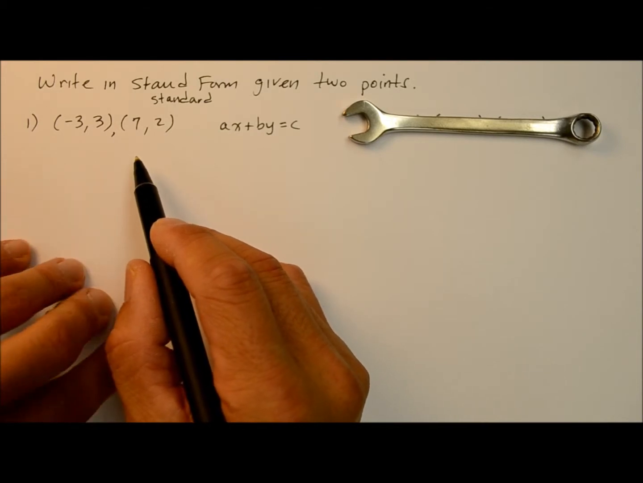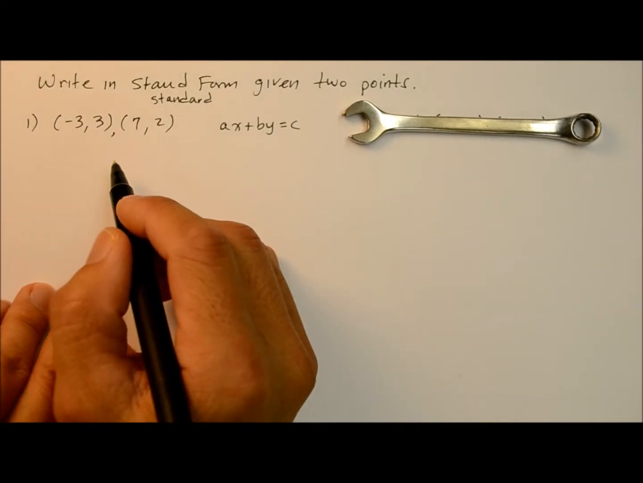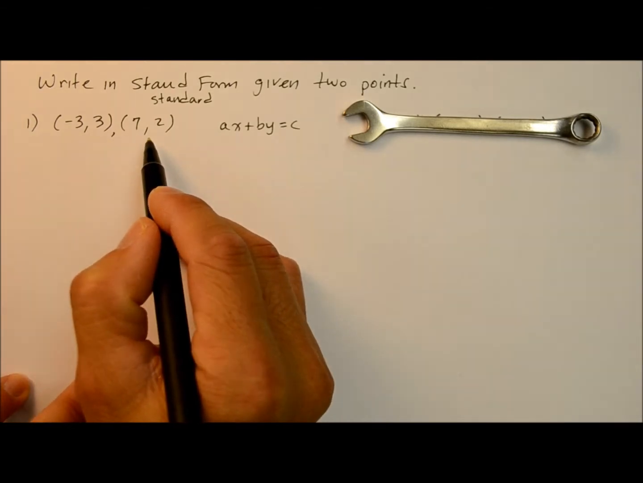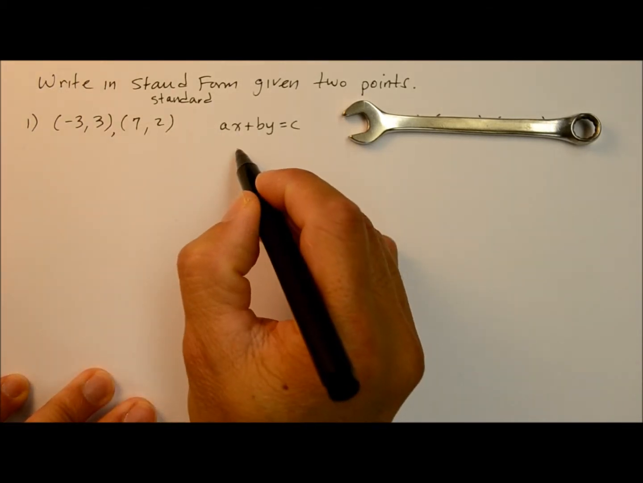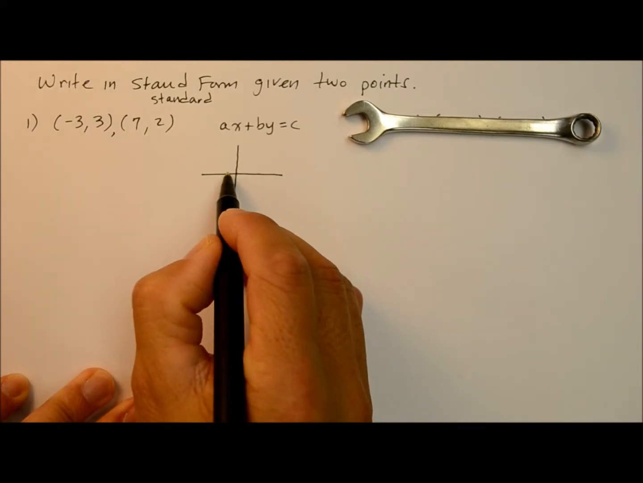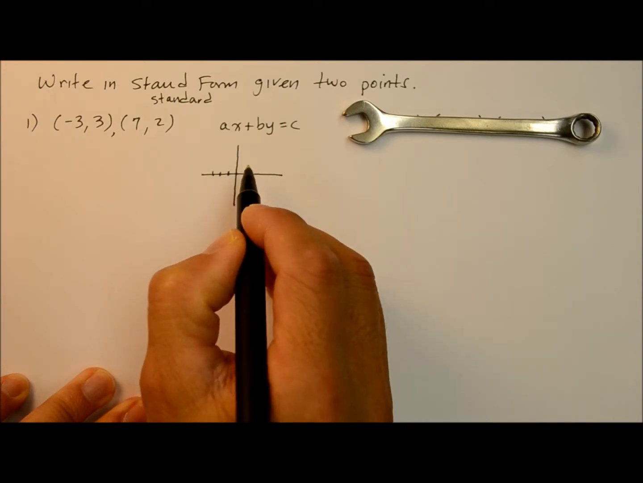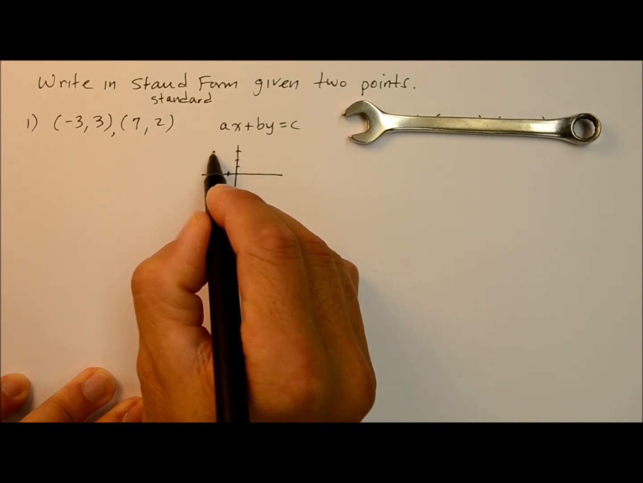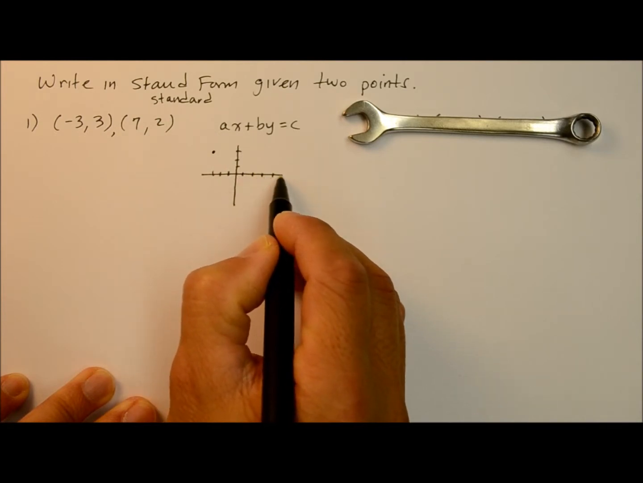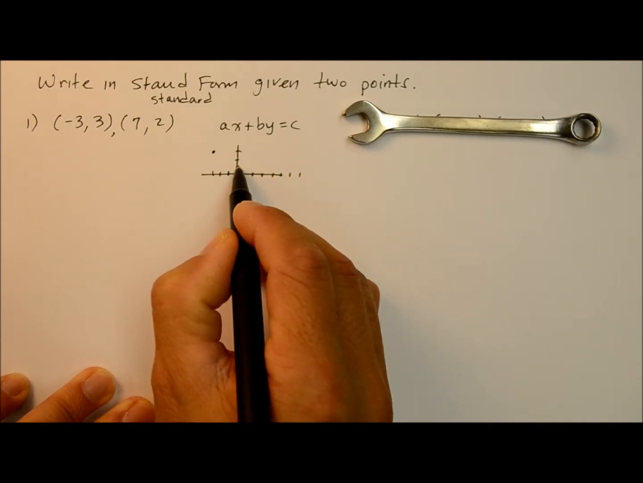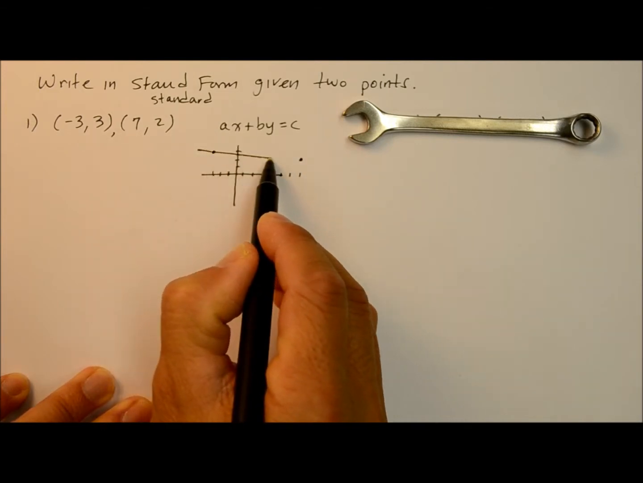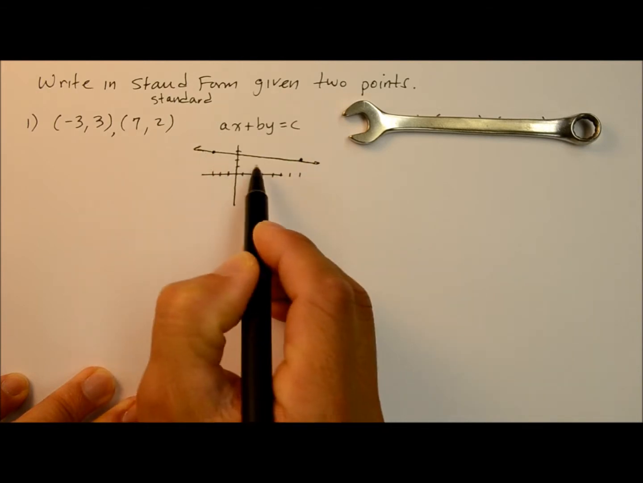Okay? To write this in standard form, there are some things we need to find out. When you're given 2 points, you have to find a slope. For example, if you had to graph these 2 points, negative 3 and 3, there's 1, 2, 3, this will be 3 and 3. And then 7, 1, 2, 3, 4, 5, 6, 7, and then 1, 2. So the line will be gradually going down from left to right.